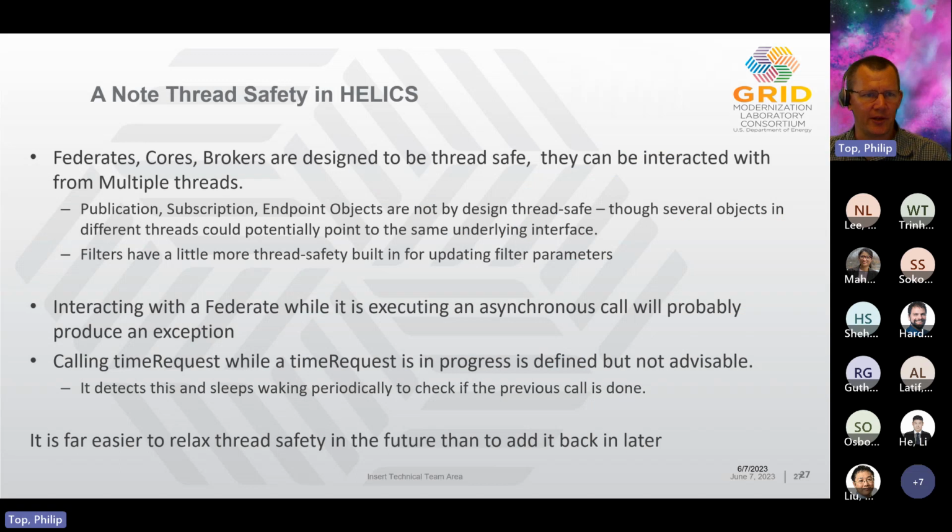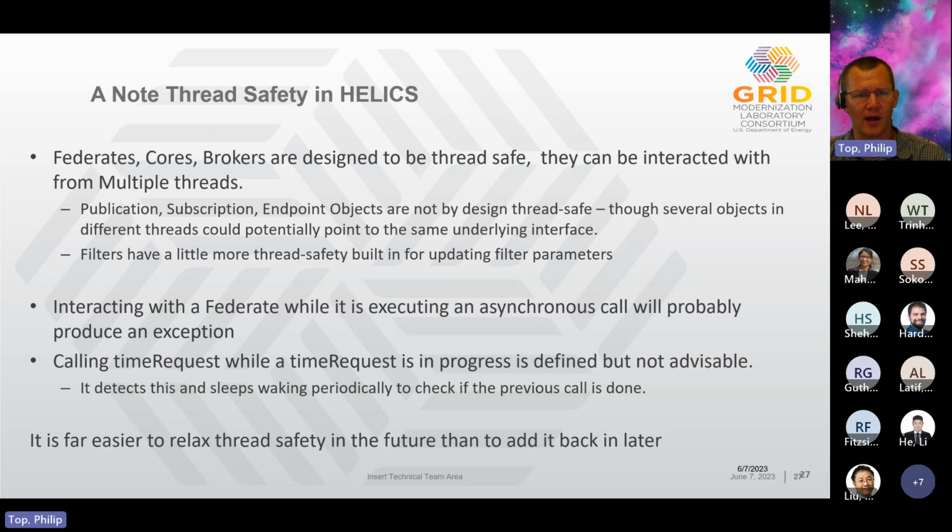HELICS is designed to work on a multi-threaded system. All federates, cores, and brokers are designed to be thread safe, so you can interact with them on multiple different threads. This is mainly applicable for C++ and C, although I believe Python can do some of this as well. So once you create them, the components themselves are thread safe.